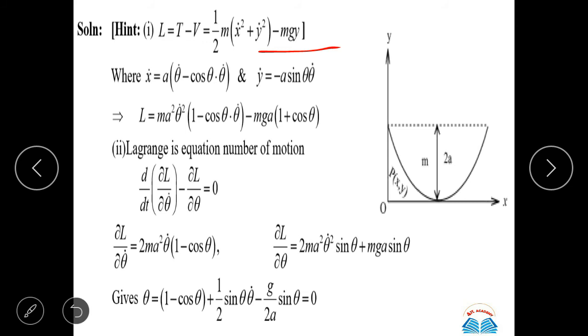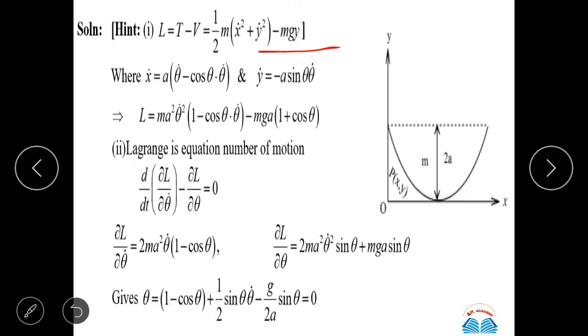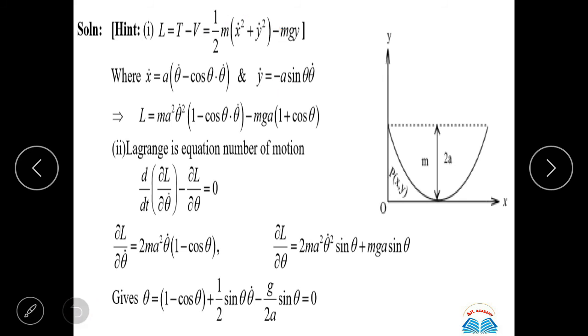Now from these x and y values, here it is the x value, here it is the y value, I will just get x dot and y dot, and I'll put all these values, x dot, y dot and y, into this Lagrange equation. So what are we getting? We are getting the answer to question number one, which is to get the Lagrangian. So this is our Lagrangian.